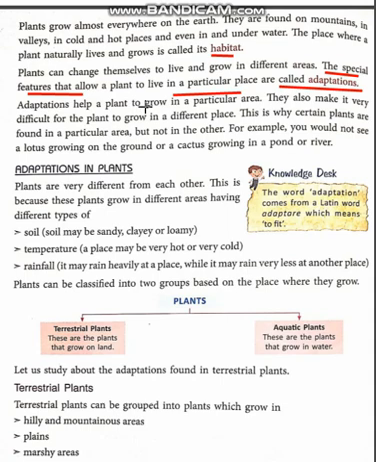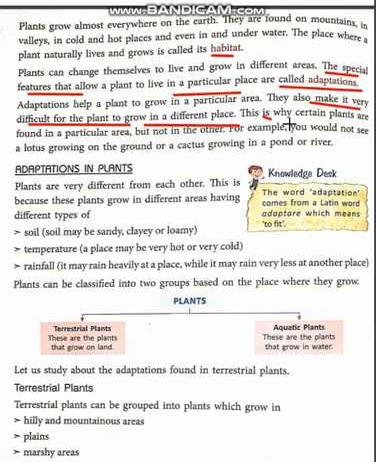Adaptation helps the plant to grow in a particular area, I told you. They also make it very difficult for the plant to grow in a different place. It means if the plant has once adapted in one place, in its habitat, whether it is a mountain, valley or water, the plant cannot grow in another place. Because their features help them to live in their habitat only. So that's why it makes it very difficult for the plant to grow in a different place.